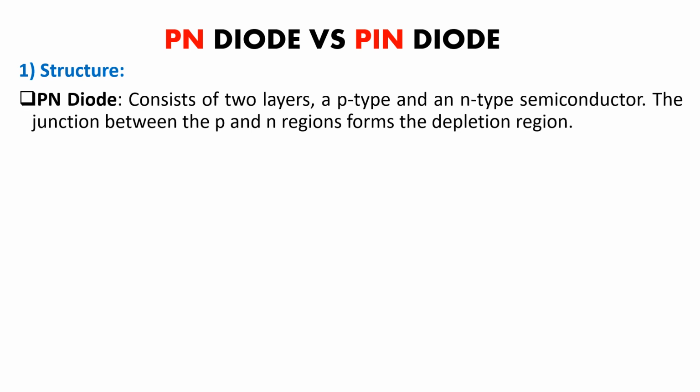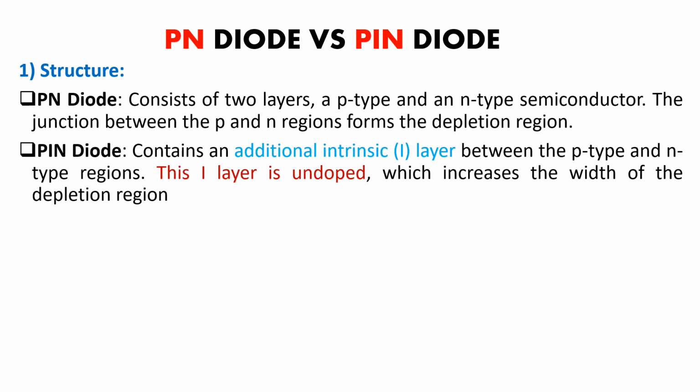Structure. PN diode consists of two layers, a P-type and an N-type semiconductor. The junction between the P and N regions forms the depletion region. PIN diode contains an additional intrinsic layer between the P-type and N-type regions. This intrinsic layer is undoped, which increases the width of the depletion region.